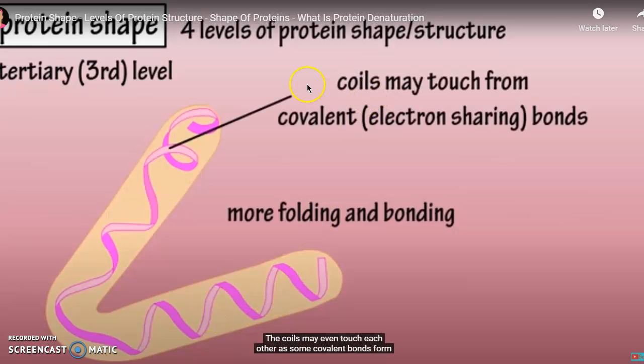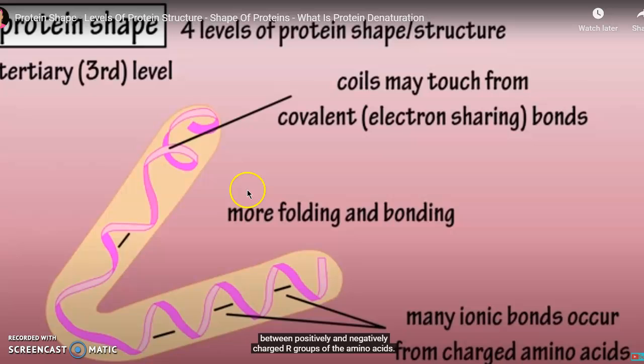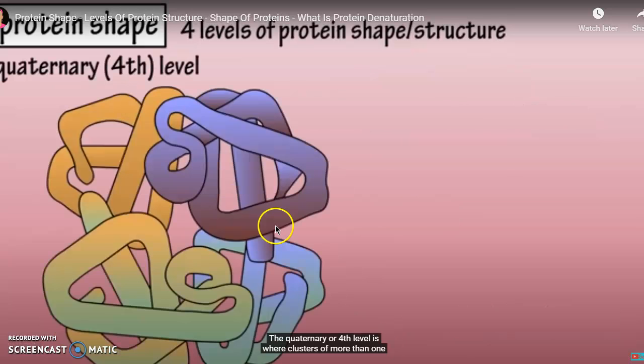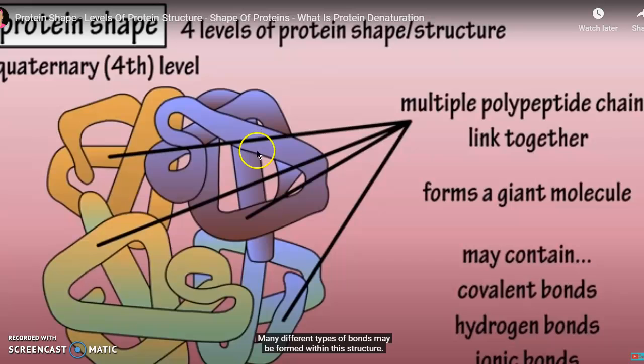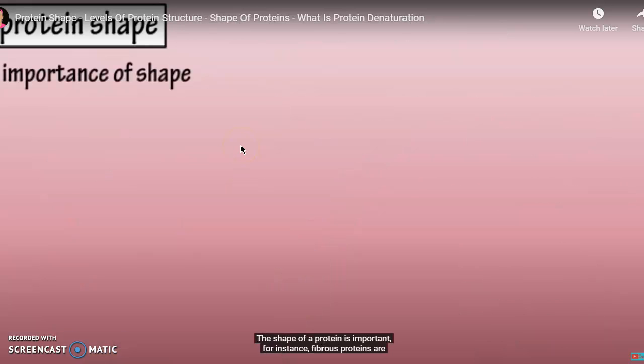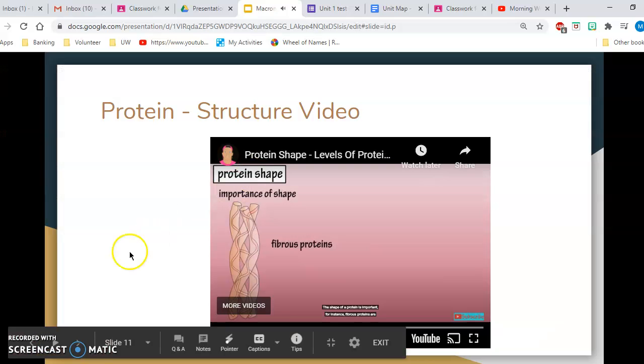So this is our tertiary. It coils more and more, and also will start touching in different places because it's three-dimensional now, so it'll start to bend like this, and it's hard to see the 3D nature in this video, but that's the important part, is that it's 3D, and then our quaternary is multiple 3D pictures of tertiary coming together to form one big protein. So that was the importance of that video. I just wanted to show you guys the way things can look.